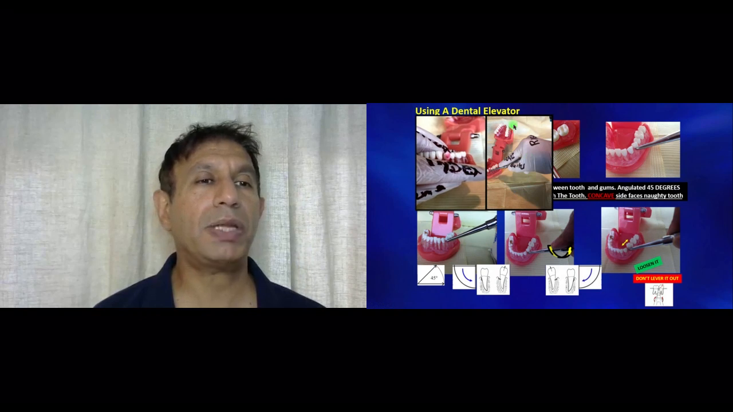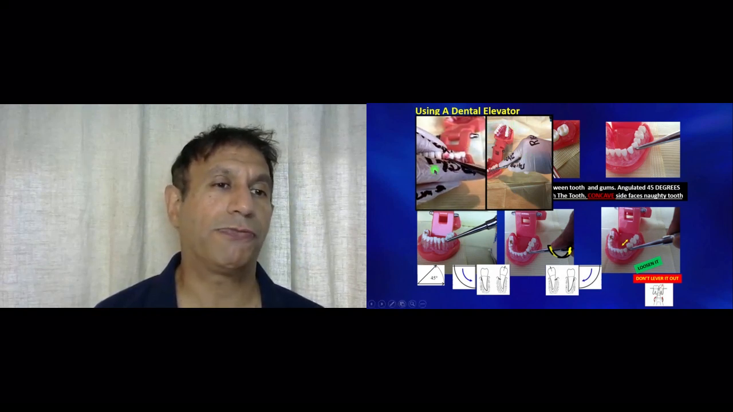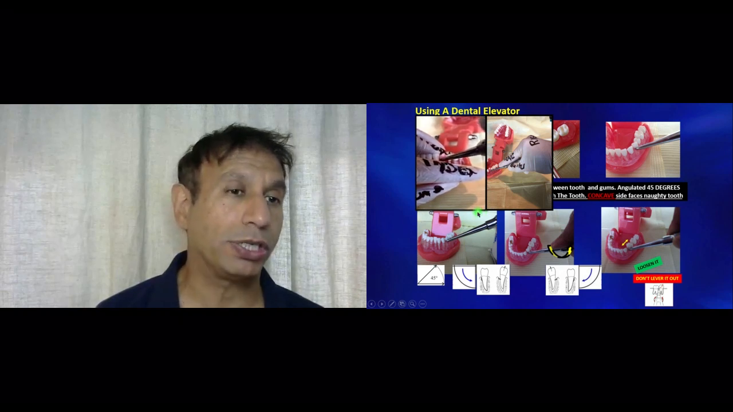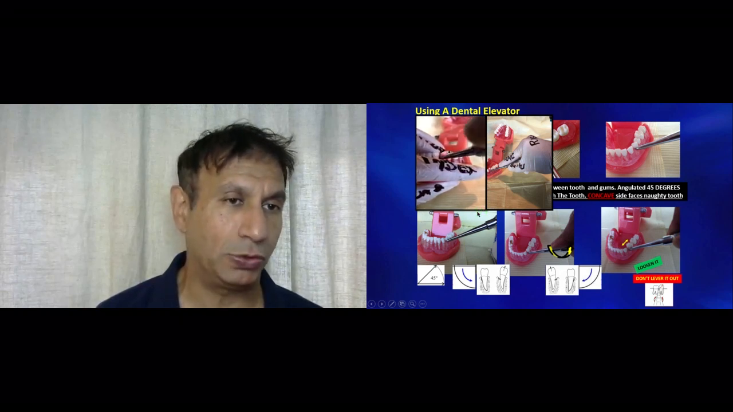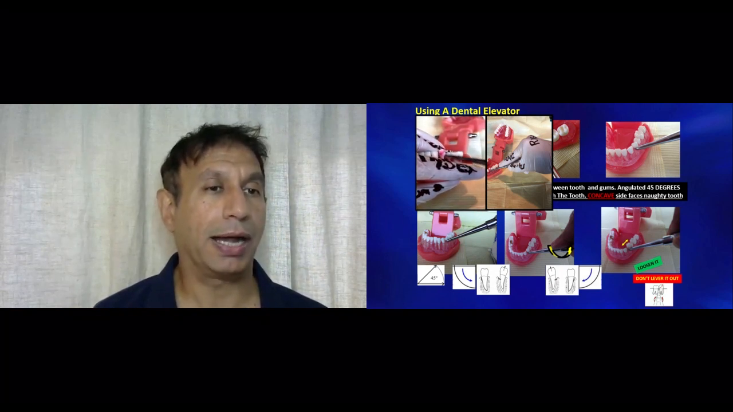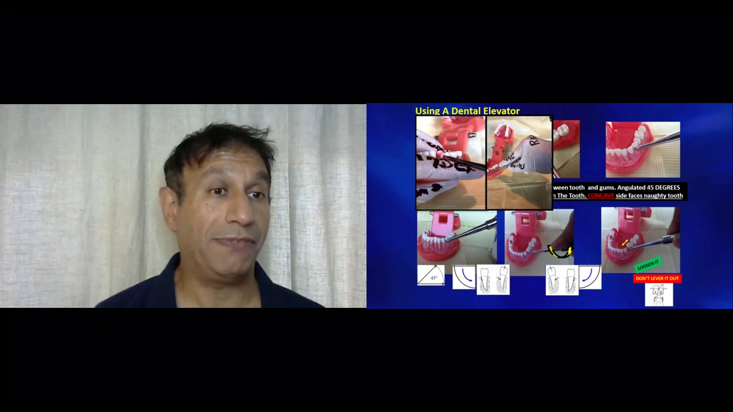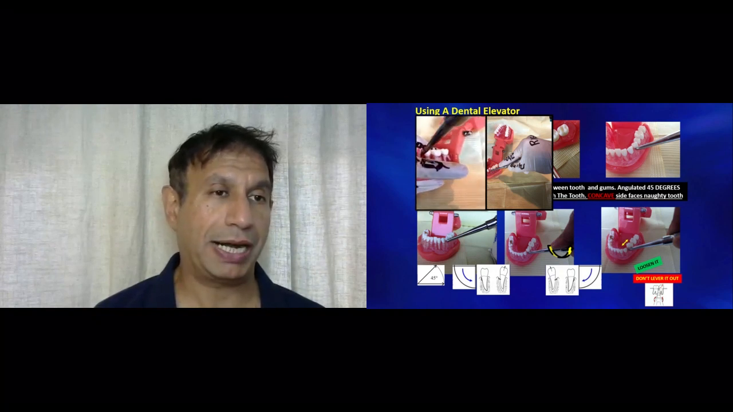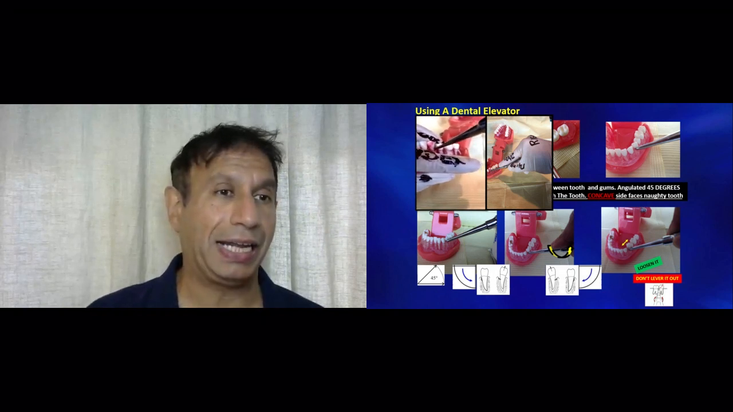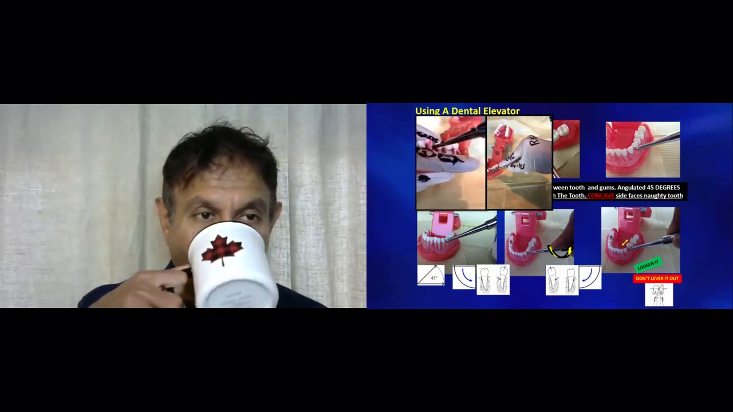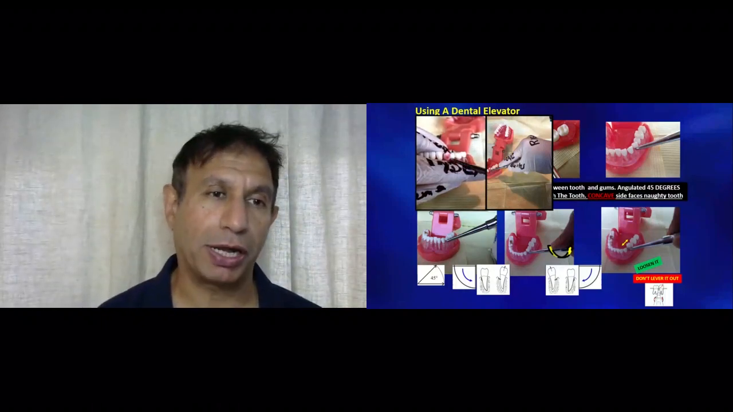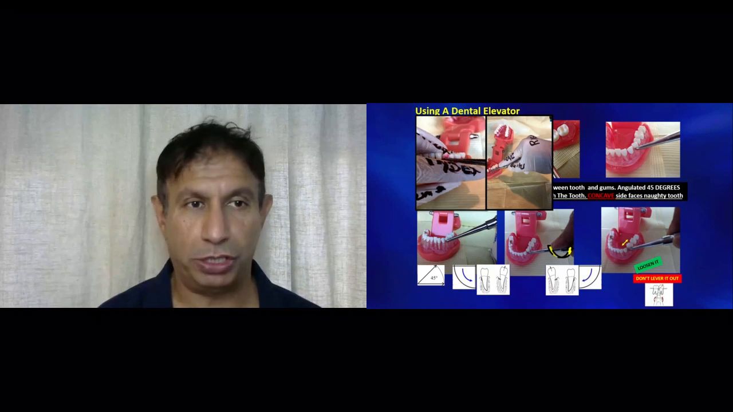When we take our elevator, it goes in the front part of the tooth at an angle of 45 degrees, and then you give a quarter turn in a clockwise direction, loosening the tooth. Then we take it to the back of the tooth, again hugging the tooth, concavity facing the tooth. It's pushed in at an angle of 45 degrees, and again you give a quarter turn in the anti-clockwise direction, loosening the tooth in its socket. So that is how you loosen the tooth.